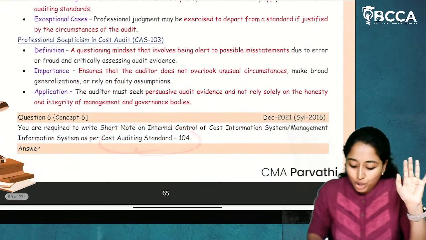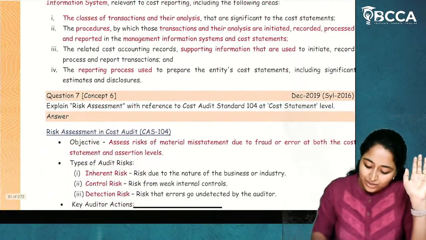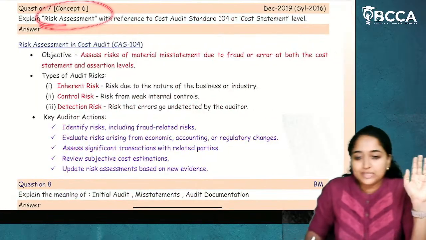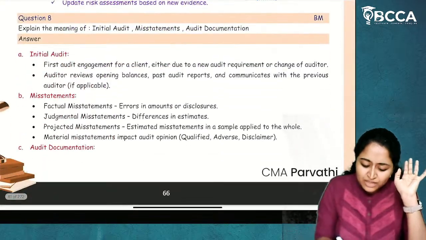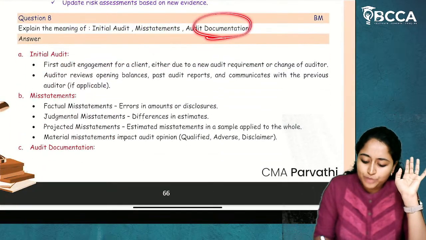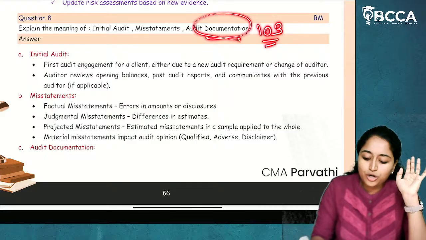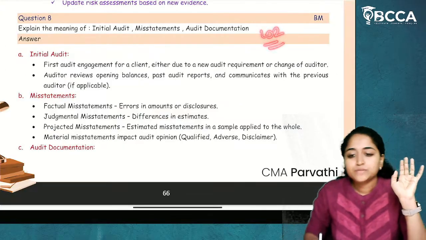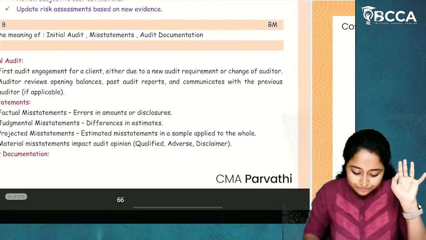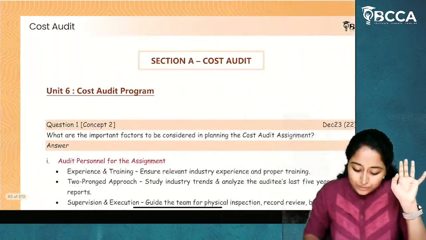So here the 104 question is given. Regarding 104 you'll write, and again a risk assessment question is there. So regarding risk assessment again you'll write. Internal audit, misstatements and audit documentation. Audit documentation is from 102. Sorry, audit documentation is 102. So I'll write about audit documentation. So this is how you will write it.